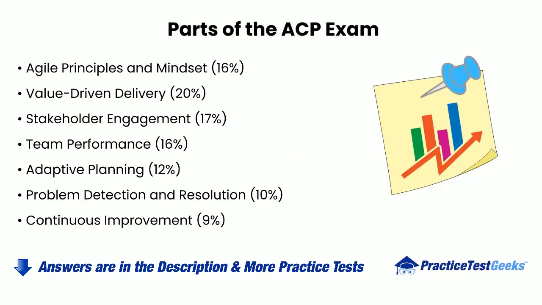Parts of the ACP exam. Agile Principles and Mindset, 16%. Value-Driven Delivery, 20%. Stakeholder Engagement, 17%. Team Performance, 16%. Adaptive Planning, 12%. Problem Detection and Resolution, 10%. Continuous Improvement, 9%.